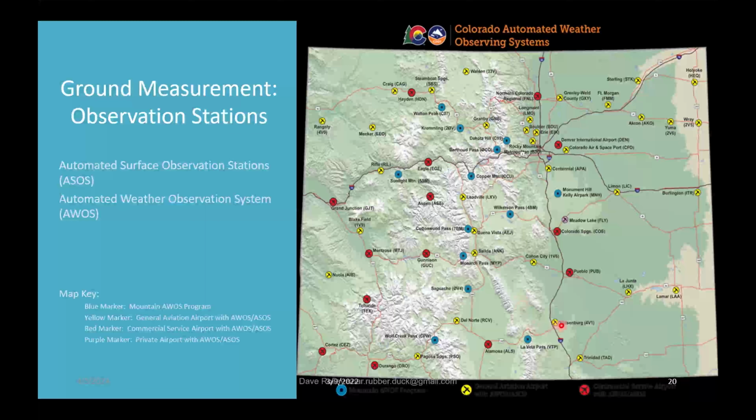The yellow markers are general aviation airports that have an AWOS. The red markers are commercial airports, so Pueblo, Colorado Springs, Denver International. And then there is one lowly little purple one right here at Meadow Lake, a private airport that has an AWOS on the airport. So the inputs from all of these direct measures make their way into the models to help initialize the models.